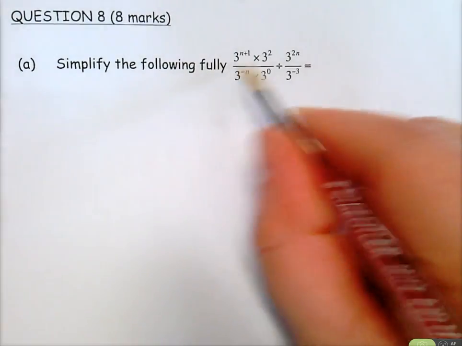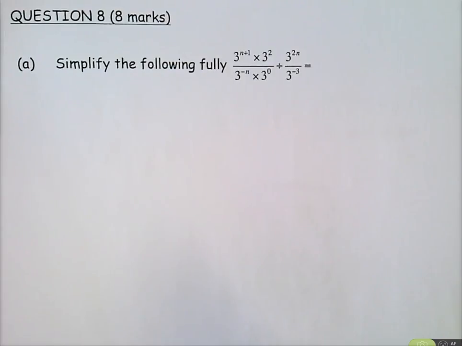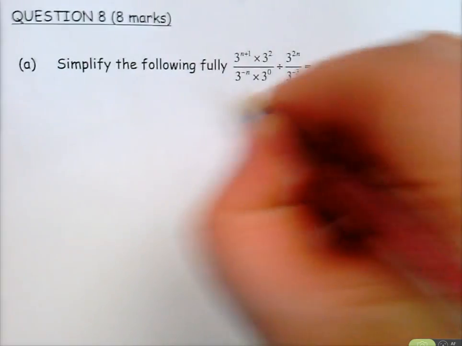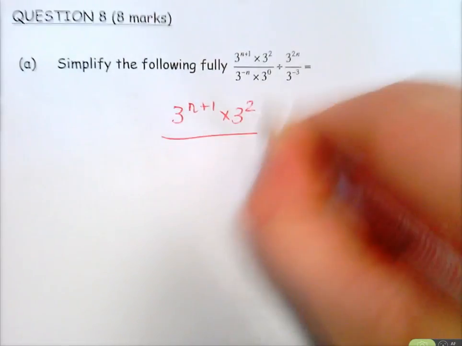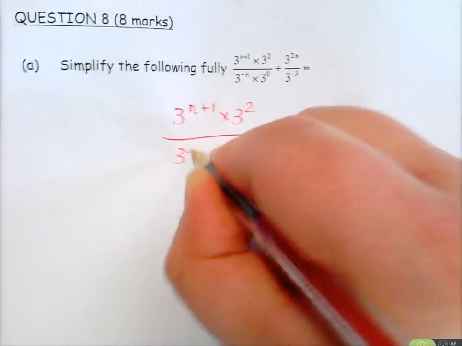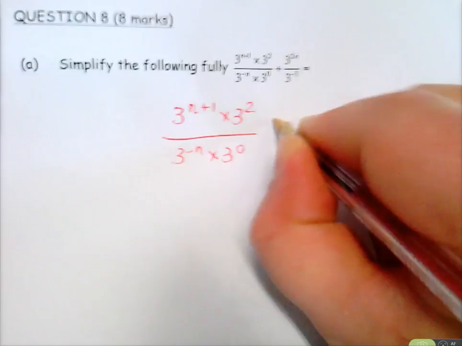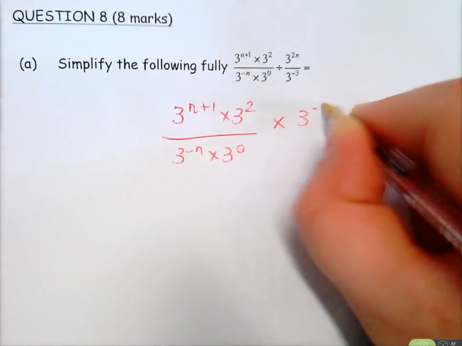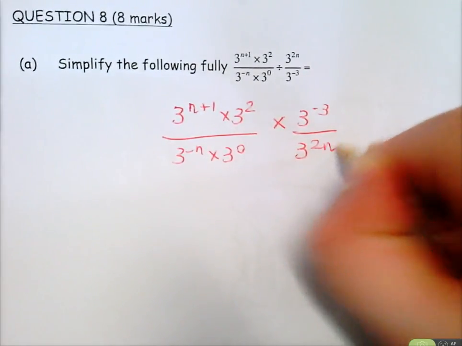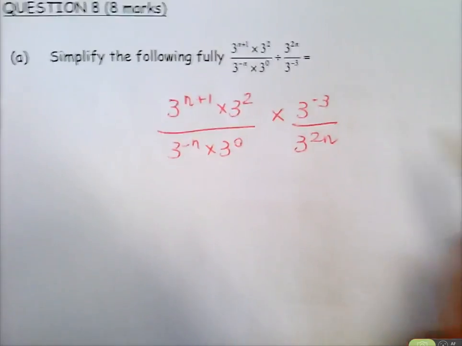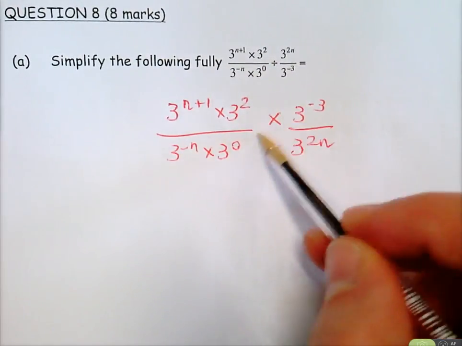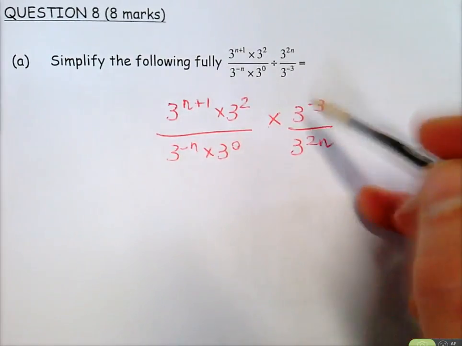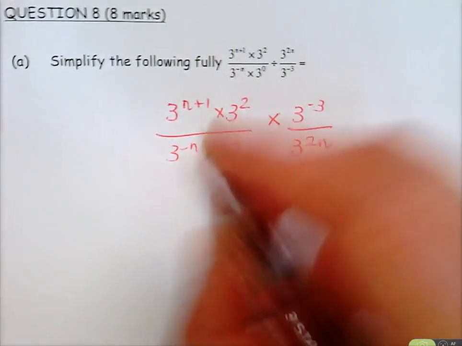All the bases in this expression are 3. So, first thing I'm going to do, we've got fraction divide by fraction. I'm going to change my divide to a times and flip the second fraction exactly as it is. So, don't go changing this negative to a positive or anything like that. Change the divide to a times and then flip the numerator and denominator here.